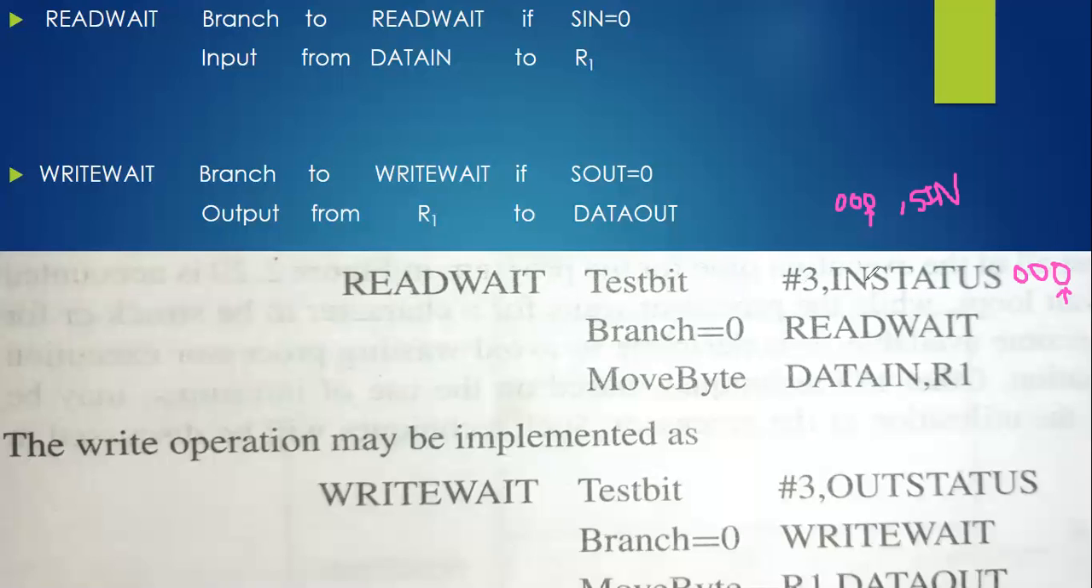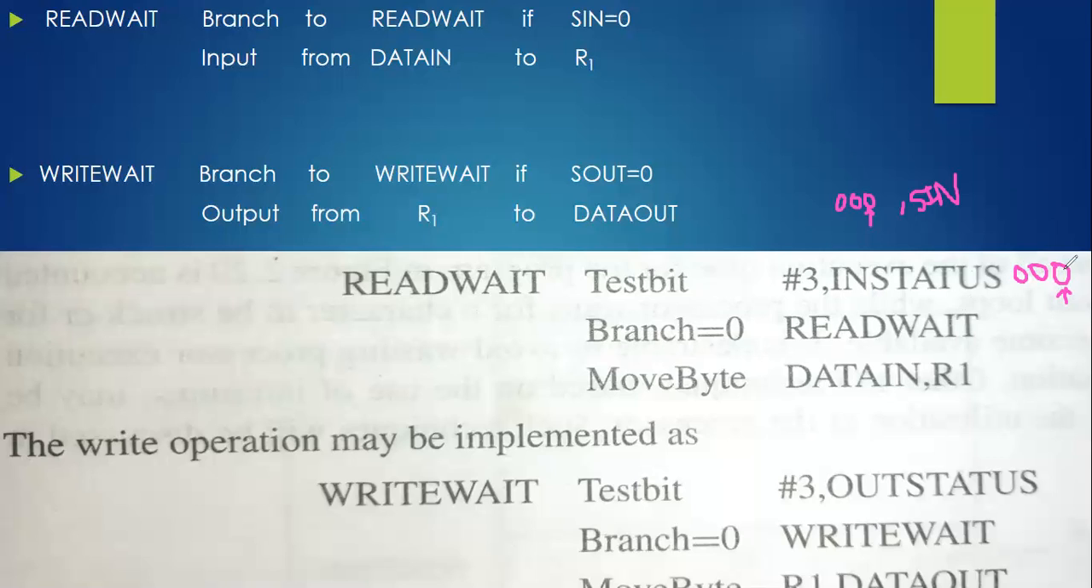If S in is equal to 0, then all 3 bits will be 0. If you are checking the last bit, what are you going to get? 0 itself. I told you, a branch statement will check the output of the previous instruction. After checking the third bit, the result is 0. Branch if equal to 0, condition satisfied. Then what do I need to do? I need to go for read wait.